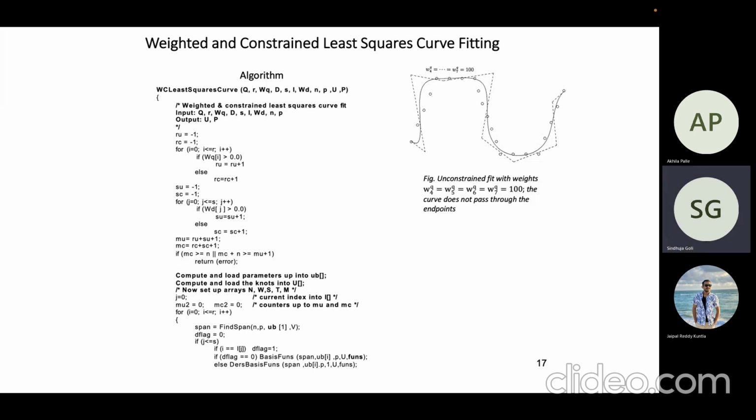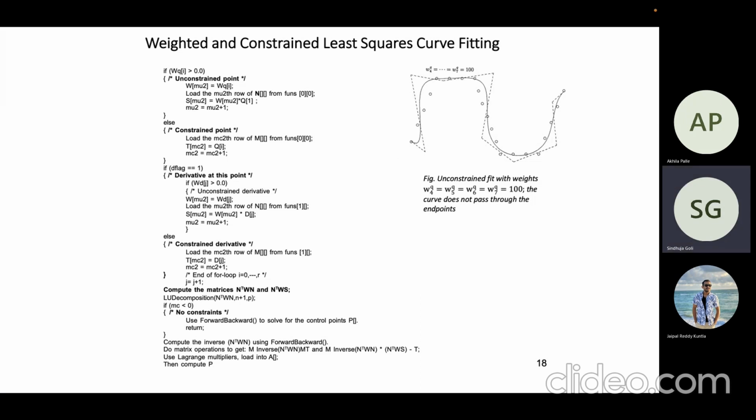After that, compute and load parameters into the UB array, and then compute and load the knots into the U array. And then set up arrays N, W, S, T, and M. Initially, j is equal to 0, mu2 is equal to 0, and mc2 is also equal to 0. And it runs through the loop, and we have some functions, find span and basis functions. Initially, the flag is set to 0, but if i is equal to I[j], then the flag is set to 1.